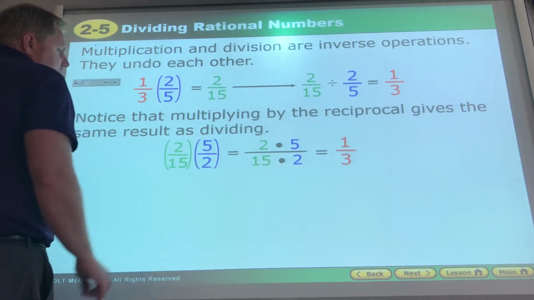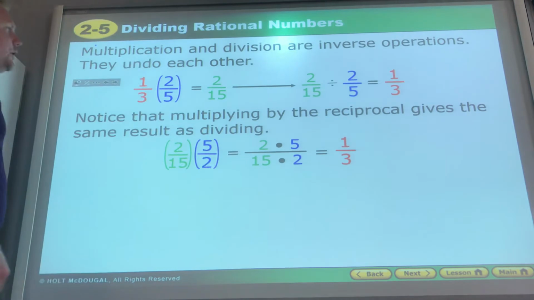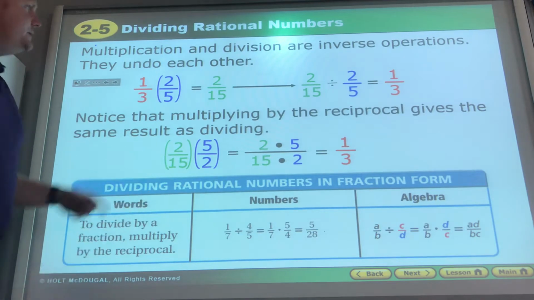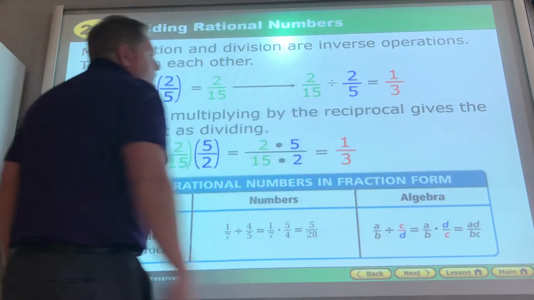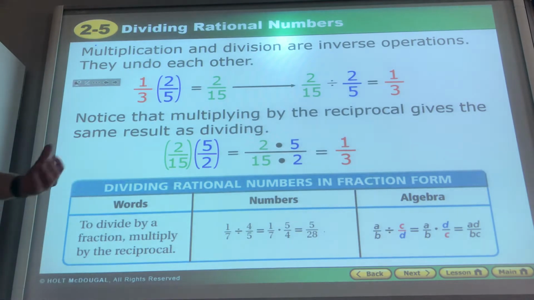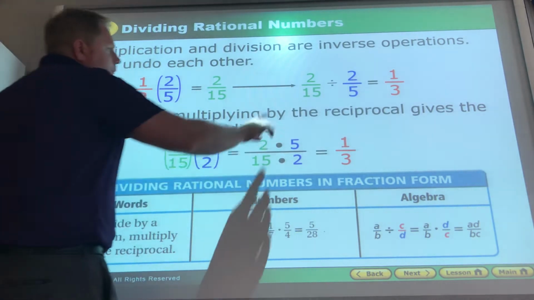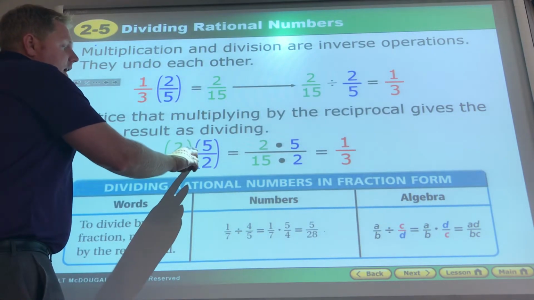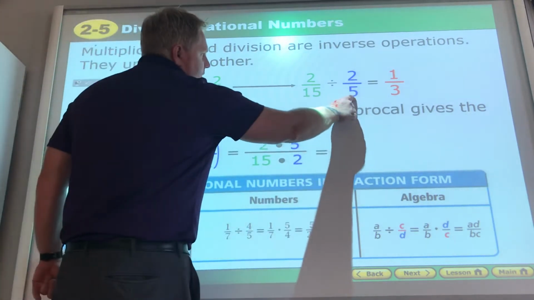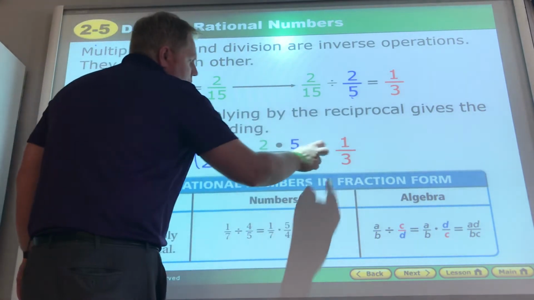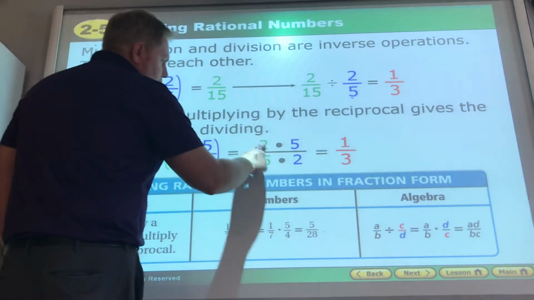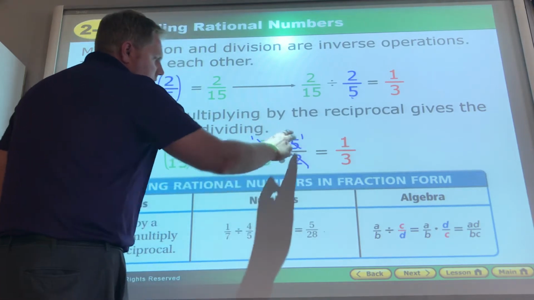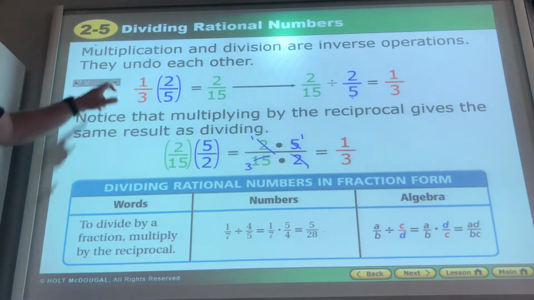2/15 times 5/2 is 1/3. This and this are the same. They give us the same answer. 2/15 divided by 2/5 is 1/3. 2/15 times 5/2, which is the reciprocal of that, gives us 1/3. Because I can reduce, that's a 3, because it divided by 5, we get our reciprocal.